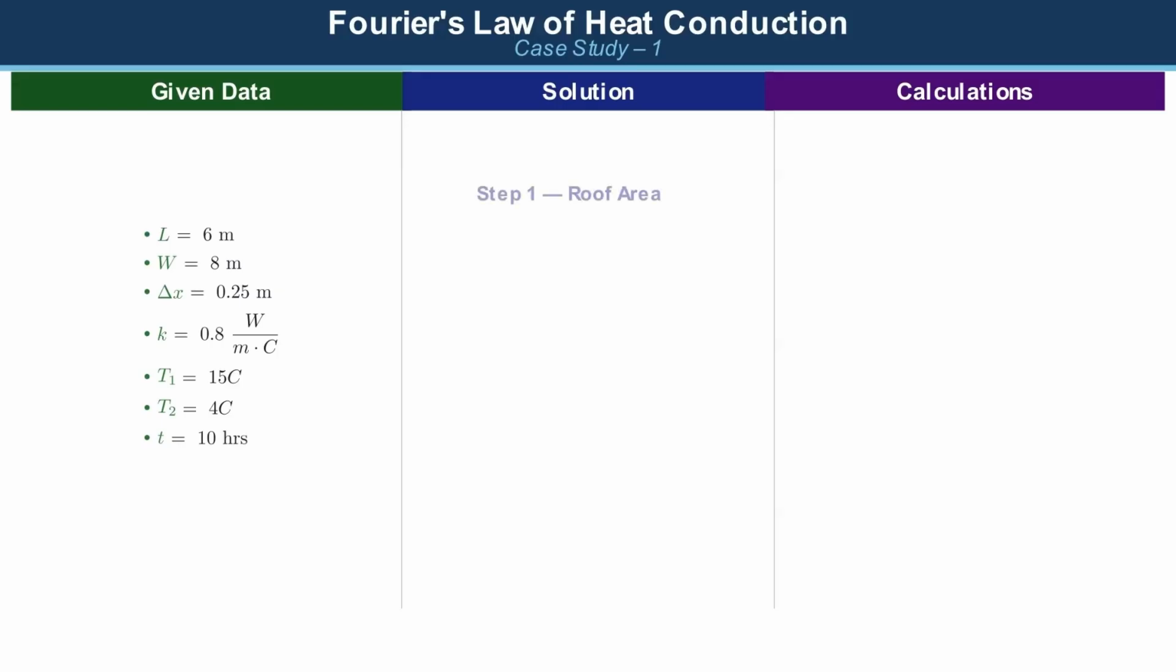Step 1. We first calculate the surface area of the roof through which heat is being conducted. The area equals length multiplied by width. Substituting the values, 6 multiplied by 8 gives us an area of 48 square meters. In the calculations column, we note that the temperature difference, delta T, is 15 minus 4, which equals 11 degrees Celsius, and the roof area is confirmed as 48 square meters.